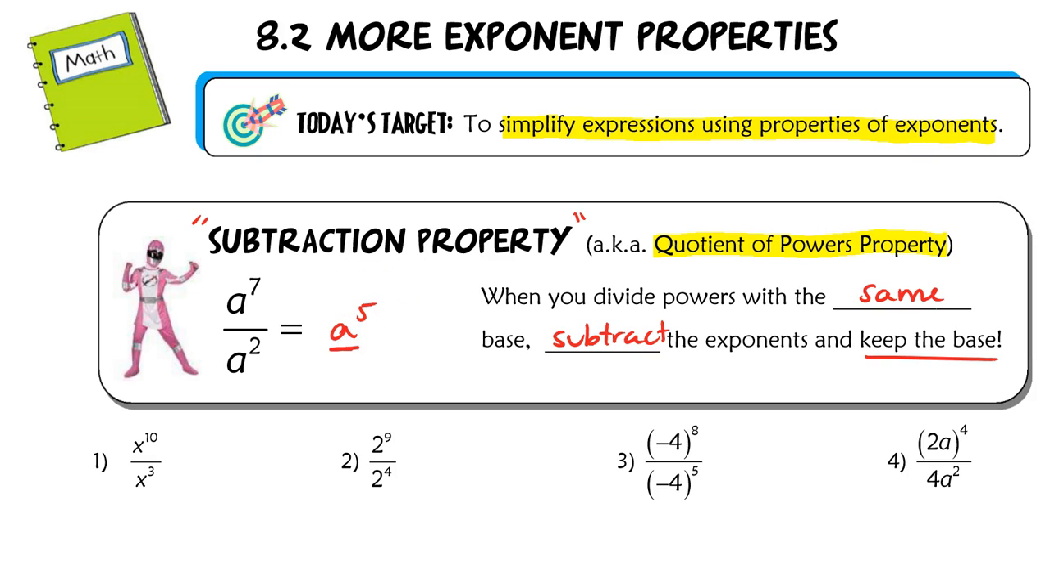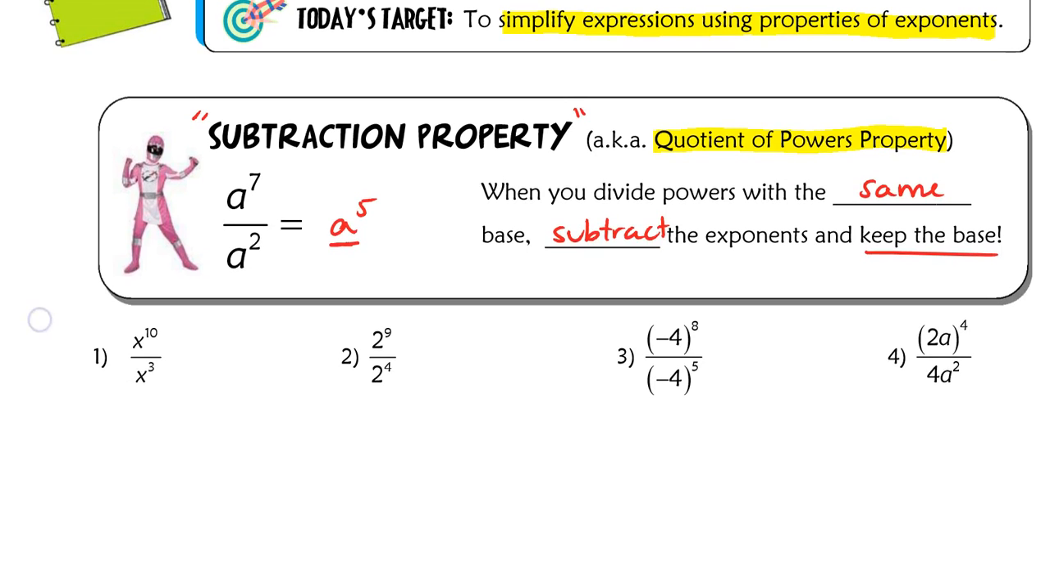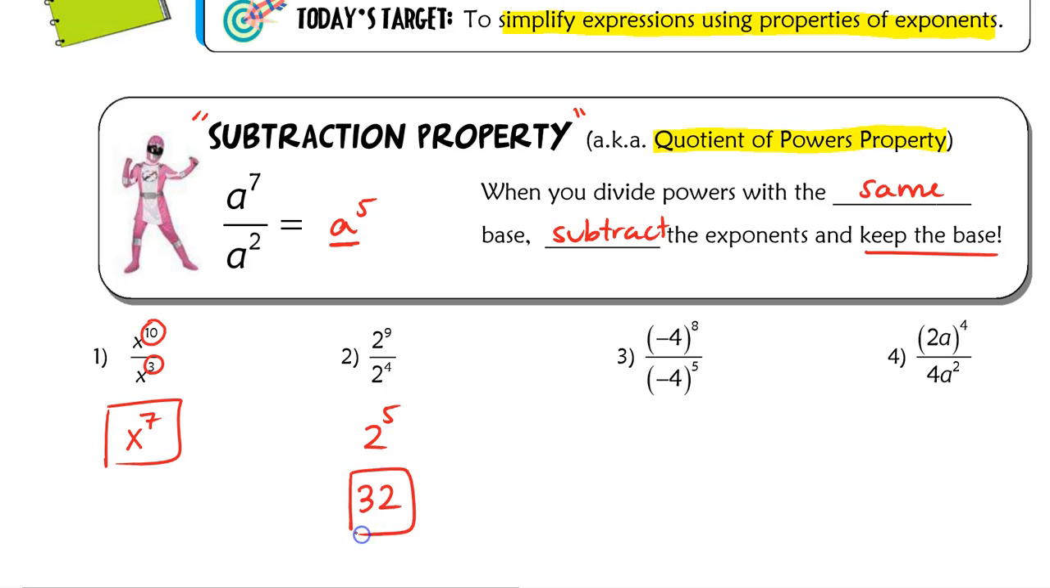So let's go ahead and do some example problems. For number 1, we have x to the 10th divided by x to the 3rd. So again, we're going to keep the base, which is x, and we're just going to subtract 10 minus 3 to get 7. So this is x to the 7th power. There's my final answer. The next problem, same idea. We have the base, this time it's 2. So we're going to take the base of 2 and subtract 9 minus 4 to get 5. And then we can evaluate that in our calculator. 2 to the 5th is 32. So there's my final answer.